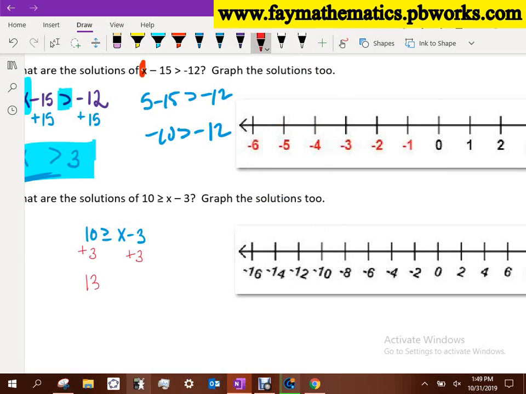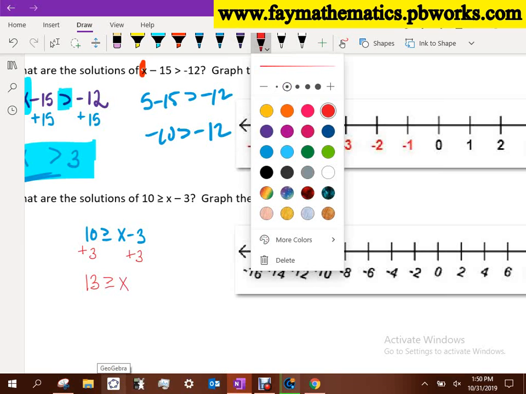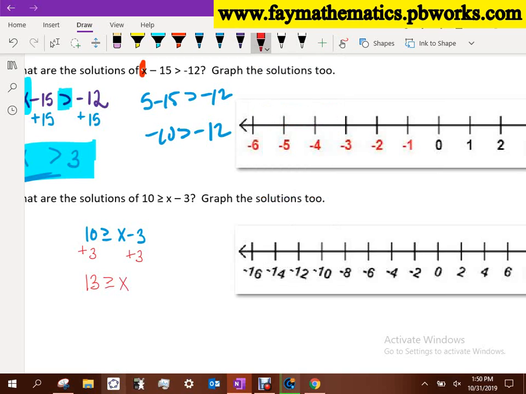It's going to be 13 is greater than or equal to x, right? Now, I hate that structure of that solution. I like to write it as x first, 13 second. With that symbol right there, this statement is pointing towards the x, right? So when I flip these around, it needs to point to the x.